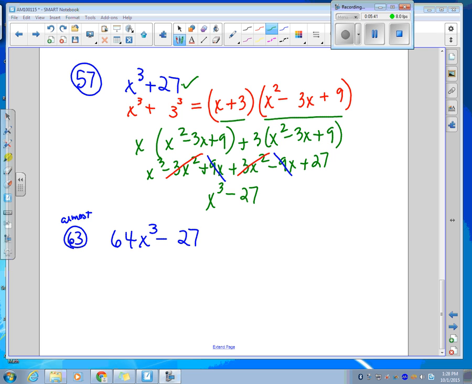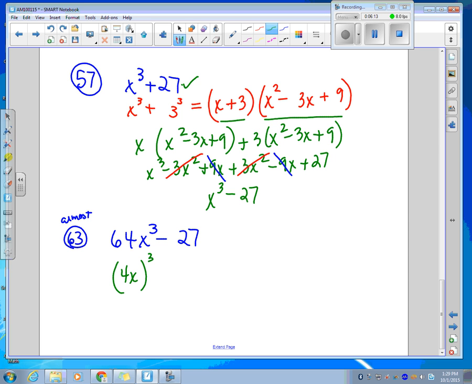All right, I wanted to do one more example. This is almost 63. And I say almost because if you're looking at the book, 63 is plus. But I wanted to make sure and do a difference, so I changed the problem slightly. So, again, pick up that calculator. Is 64 a perfect cube? Is something times something times something 64? So, isn't it 4? So this is really 4x cubed.